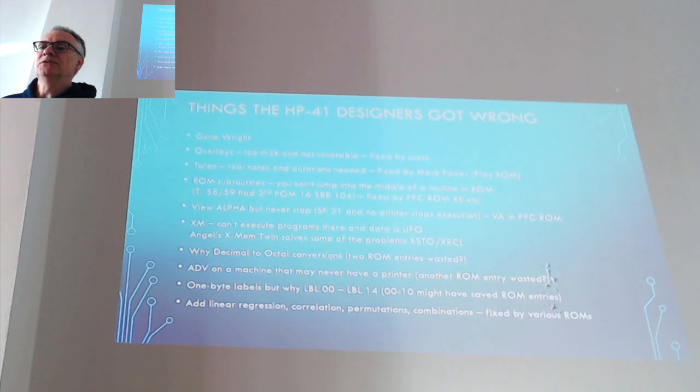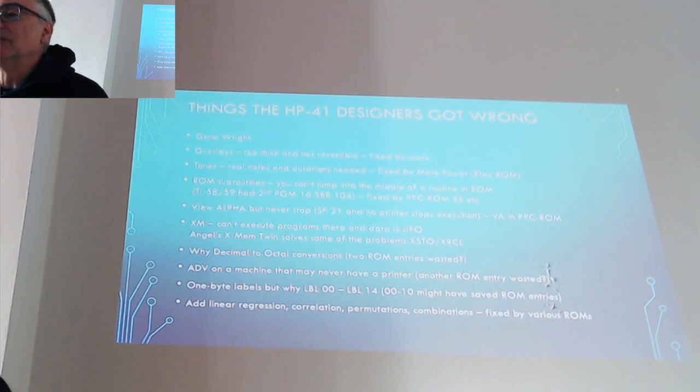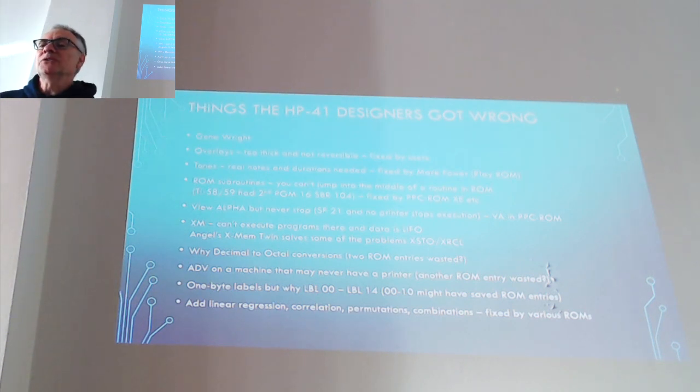Gene asked, why on earth did they put in decimal to octal and octal to decimal conversion? We've already had this discussion about how many people on the planet use octal now. Nobody, unless they use chmod on their Unix system daily, like we do. I suspect it was a historical thing. But the 7-segment machines only use digits. The 65 has it, doesn't it? Maybe it does. So two ROM entries wasted, possibly, that they could have used for something else.